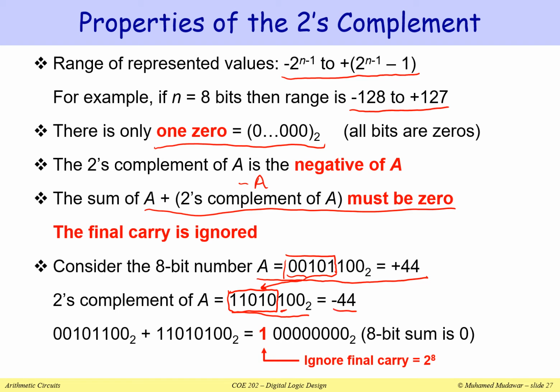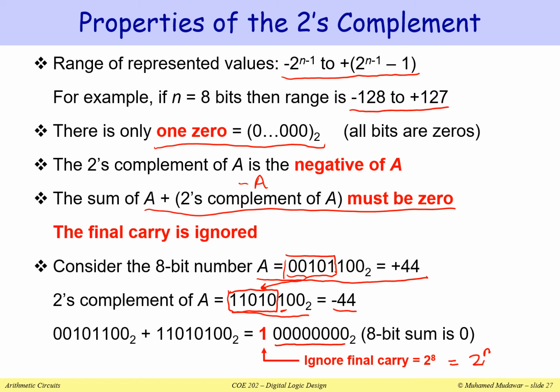So now if I take plus 44 and then I add to it minus 44, what do I get? I get all zeros and I get a carry, but this carry is ignored. This carry is equal to 2 to the power 8, or 2 to the power n, because n is equal to 8. So this final carry is ignored. It's not part of the representation. And you can see that my final sum is simply equal to 0.